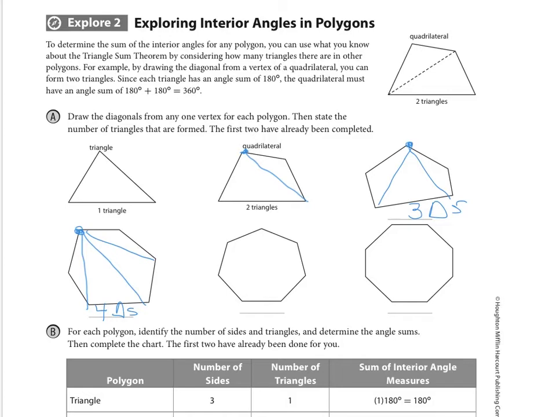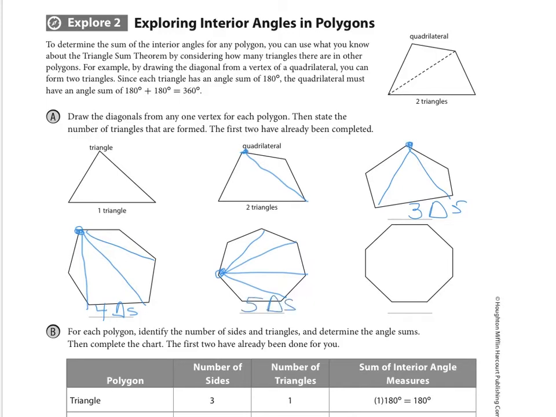Keep going through that process. Pick any corner you want. Draw as many diagonals as you can. Count them up. 1, 2, 3, 4, 5 for our, looks like a 7-sided figure.